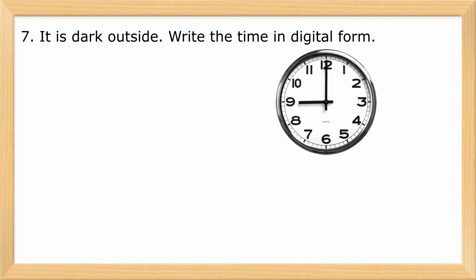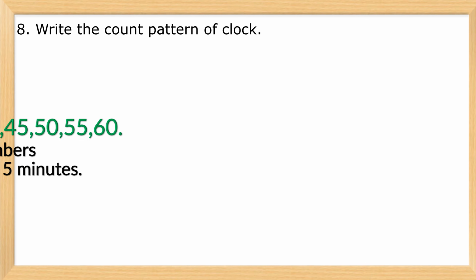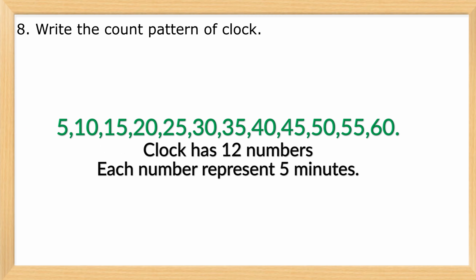Seven. It is dark outside. Write the time in digital form. 9 p.m. Eight. Write the count pattern of clock. 5, 10, 15, 20, 25, 30, 35, 40, 45, 50, 55, 60. Clock has 12 numbers. Each number represents 5 minutes.